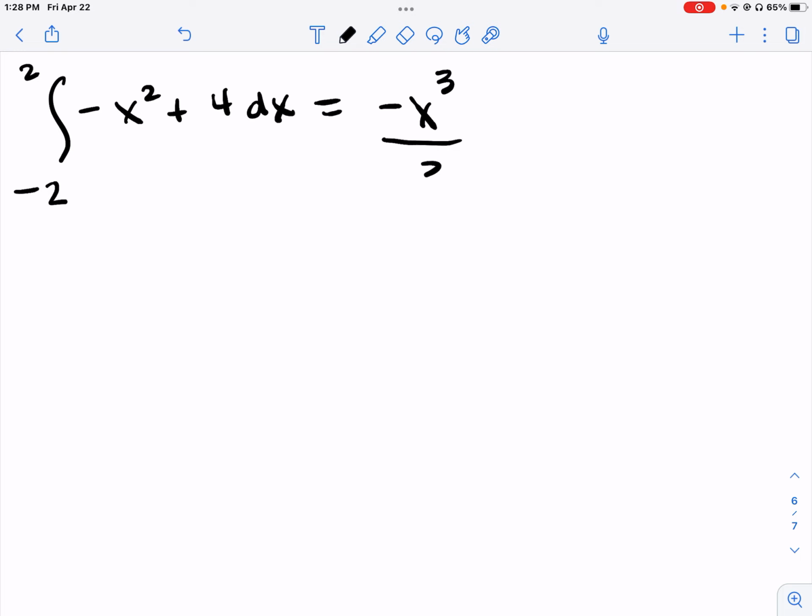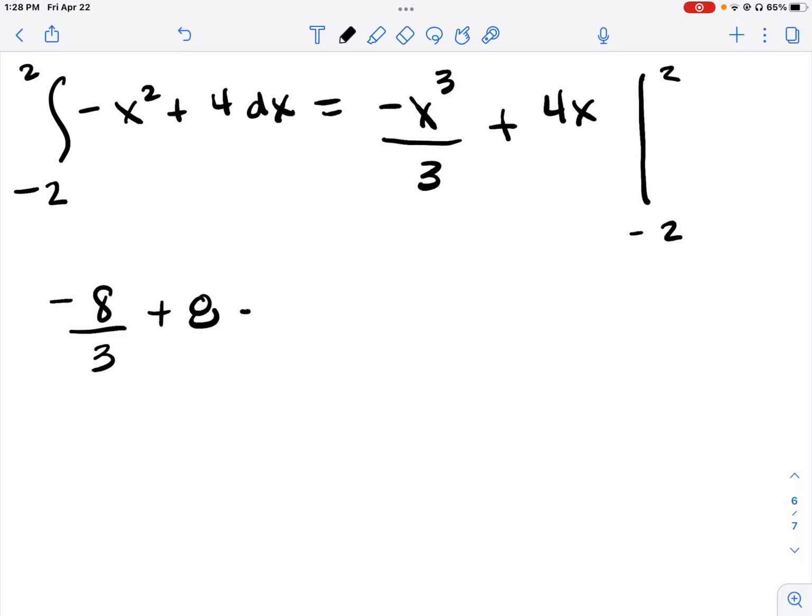Add 1 and divide by it. The integral of 4 is 4x. Okay, so you plug in the top number, so that's going to be minus 2 cubed is 8. 4 times 2 is 8. You subtract.